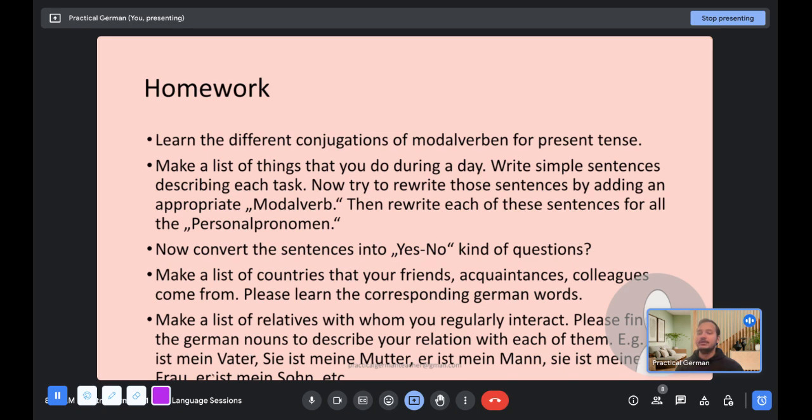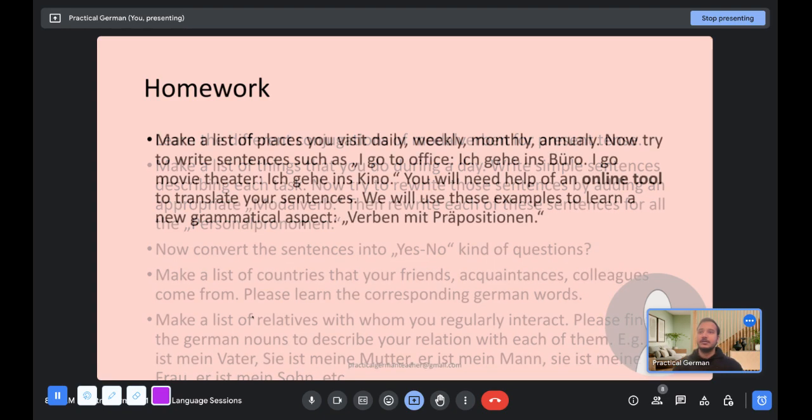And now in the last session you learned about articles, right? For example, definite articles, indefinite articles, possessive articles. So, er ist mein Sohn, sie ist meine Schwester, er ist mein Mann, and start writing these sentences. Any question about the homework?